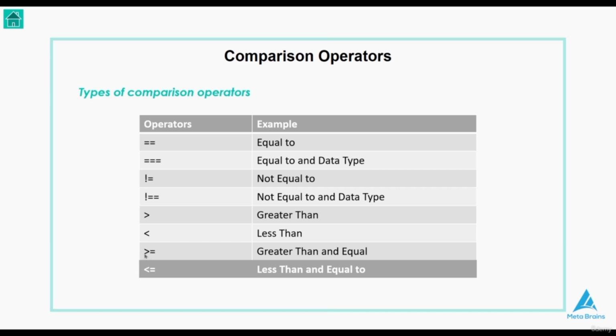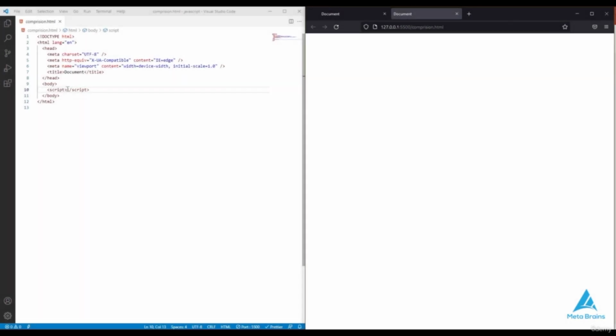Next, this sign shows greater than and equal. If you add only greater, it will be false without adding equals to. This sign shows less than or equal to. Alright, so let's see how all of this works in VS Code. Let's go to VS Code for the implementation.